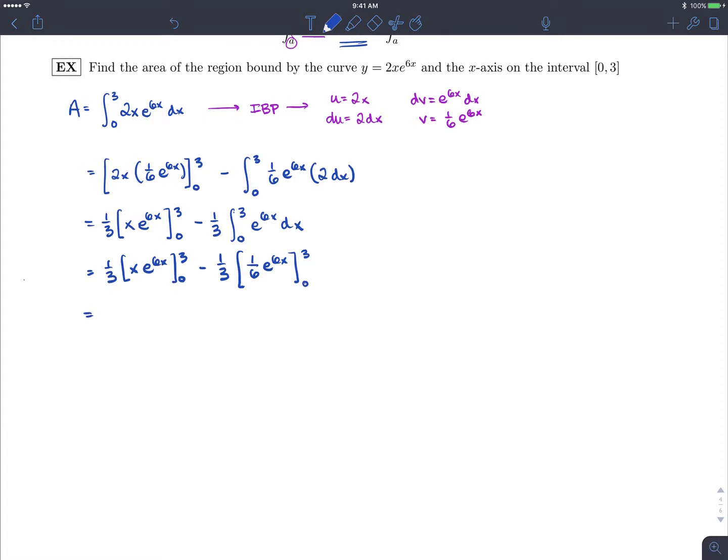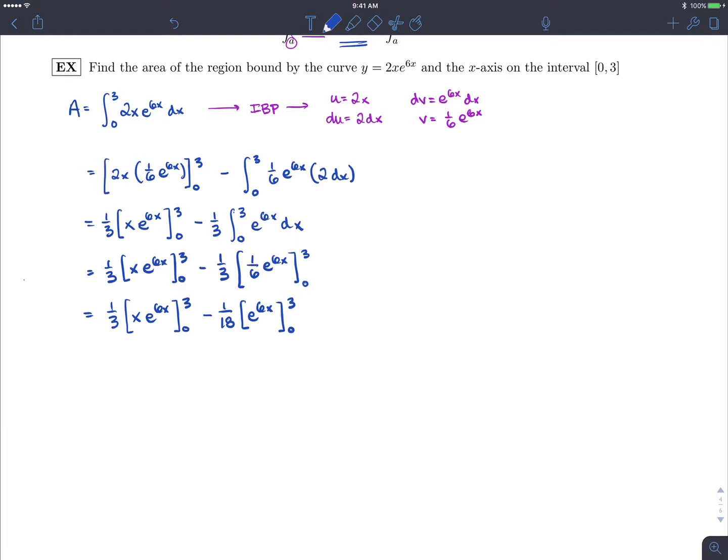And one last step here for cleanup before we move on to actually evaluating this. So we've got our front part right there from 0 to 3, so that really hasn't changed. I'm going to pull that 1/6 out as 1/18 times e to the 6x evaluated from 0 to 3. Now there's absolutely nothing wrong with now evaluating these two pieces from 0 to 3.